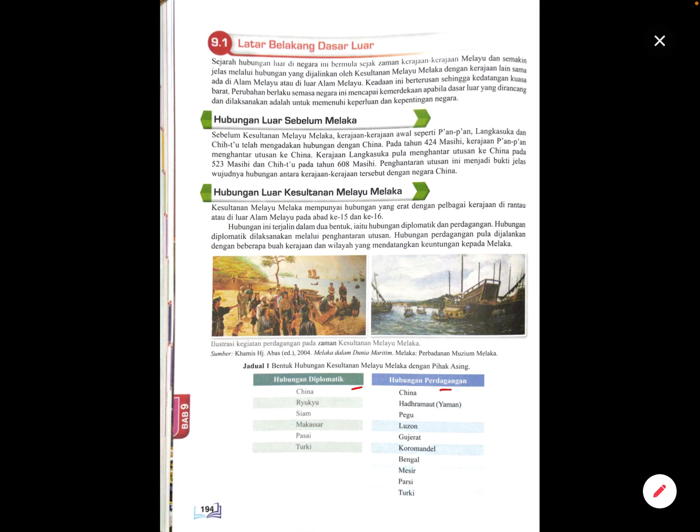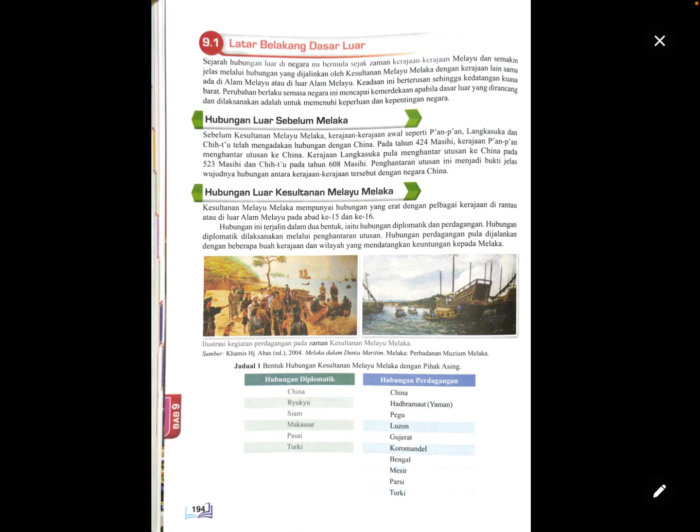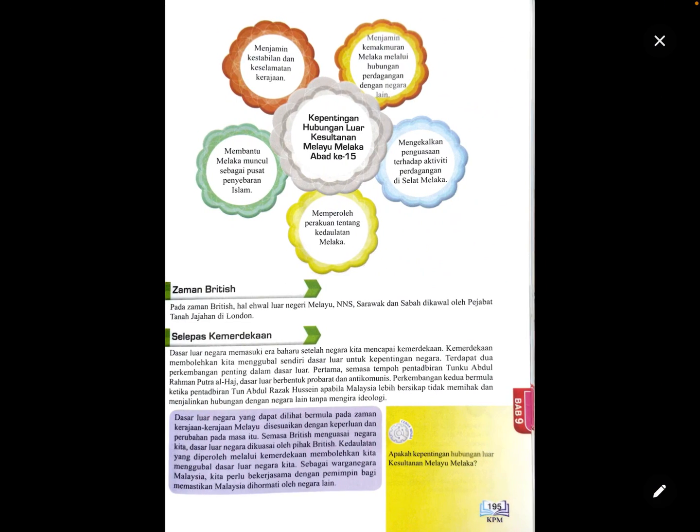So these are the examples of hubungan diplomatik and perdagangan. You see that China is very close with Malacca. Other than that, there is Ryukyu for diplomatic. Siam, I didn't expect Siam. I thought they hated Siam. Makassar, Pasai, and Turkey. For perdagangan, there's Hadramaut, Pegu, Luzon, Gujarat, Coromandel, Bengal, Mesir, Parsi, and Turkey. So Turkey and China were pretty close with Malacca back then.